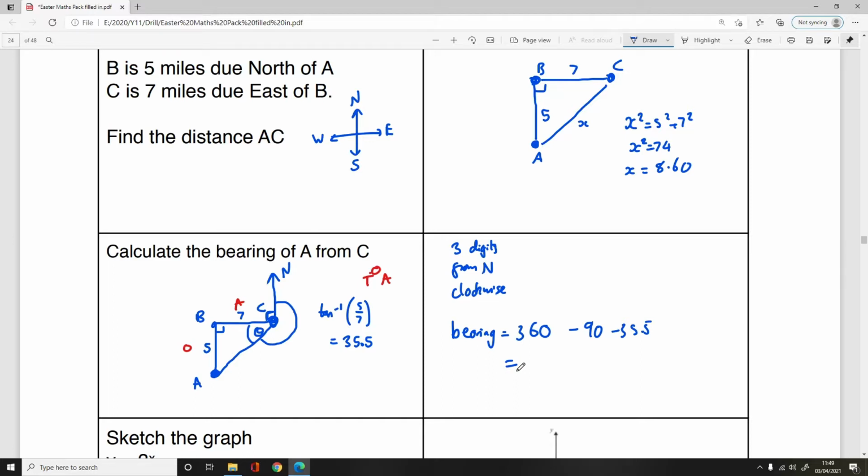Or I guess you could have done 270, take away your answer straight away. And that will give us 234.46. But here's where the last bit comes in, it's 3 digits, so we just say 234 degrees for a bearing. That's even true if the number is something like 29.7, you would say 030. So it's just like the whole number part of the angle.